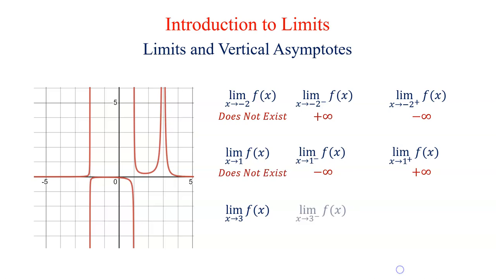And the last one, we'll consider approaching 3 from the left and the right. From the left, the graph is going up to positive infinity, and as we approach from the right, it's also going up to positive infinity. So here we can see there is a trend toward positive infinity.